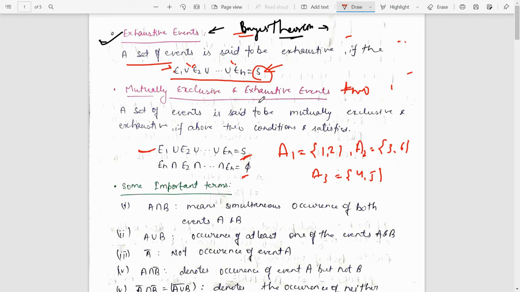So this way you can think of exhaustive events and mutually exclusive and exhaustive events. Whenever Bayes' theorem comes, I will just introduce it, and then you will see how these things are being used in Bayes' theorem. Does anyone have a problem understanding what an exhaustive event is and what mutually exclusive and exhaustive events are? Anyone? If it's okay, then I will move ahead. Guys, is it okay?